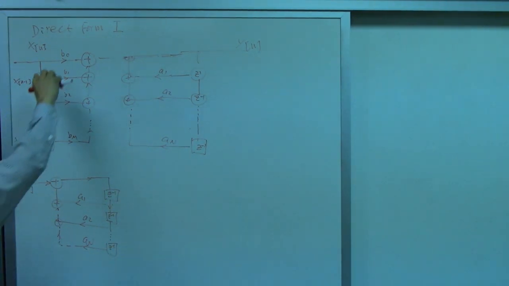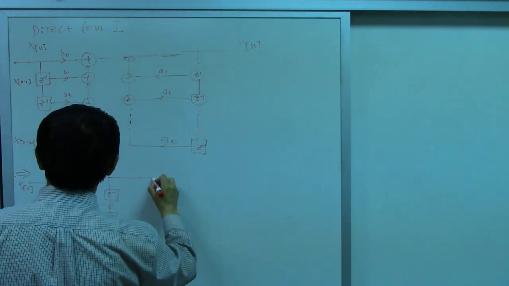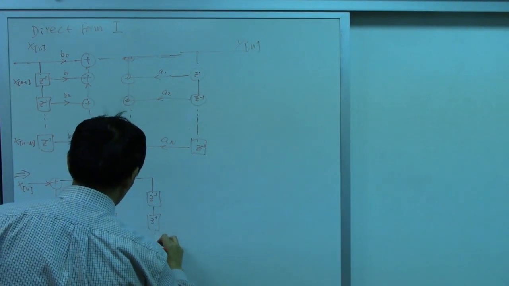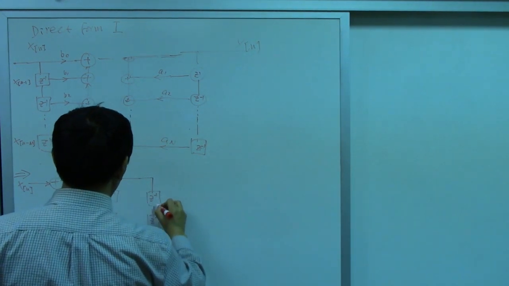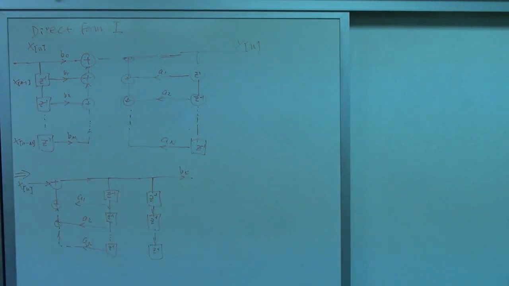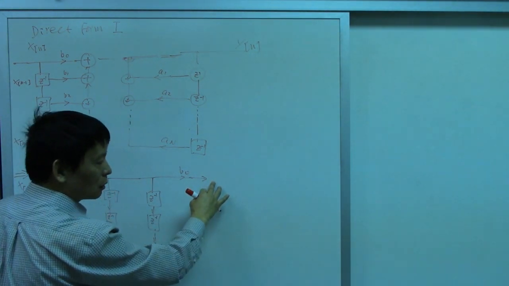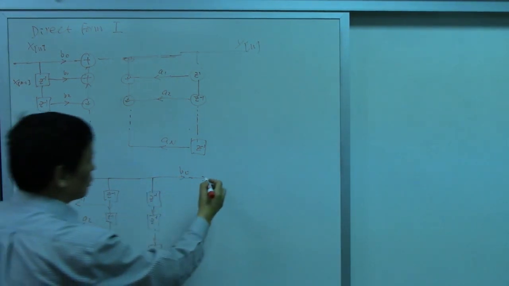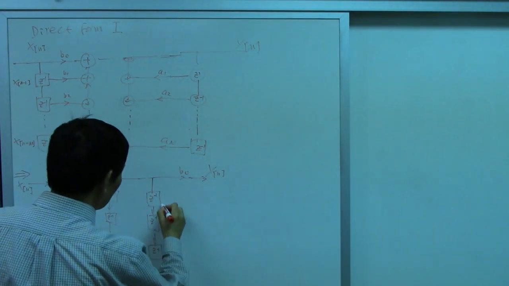Okay, and now I move this part to the right hand side. So again, a straight line here. I will have delays z to the -1, and all this z to the -1 here. And this will be b0, and this one will be, what is the signal here? Yn, right? The input output. So Yn, but this one times b0.